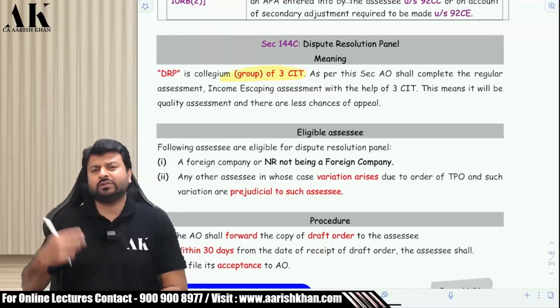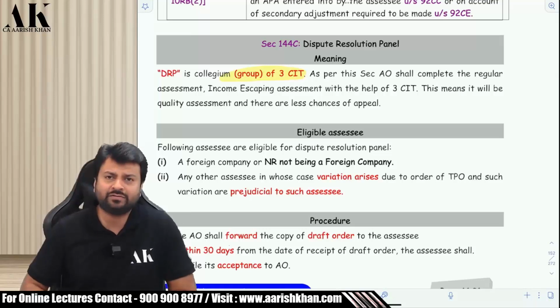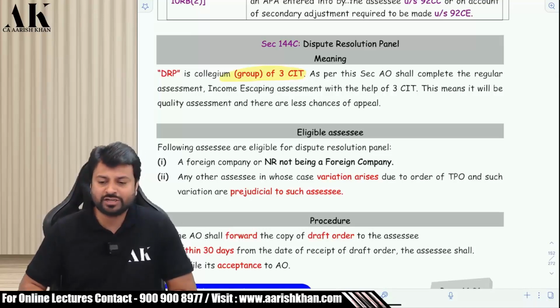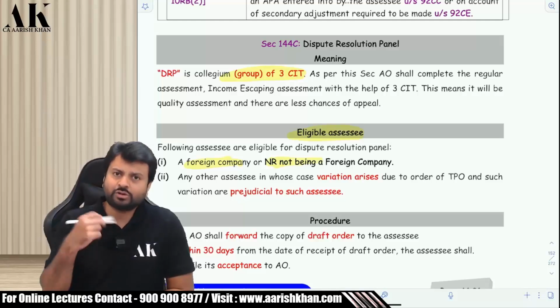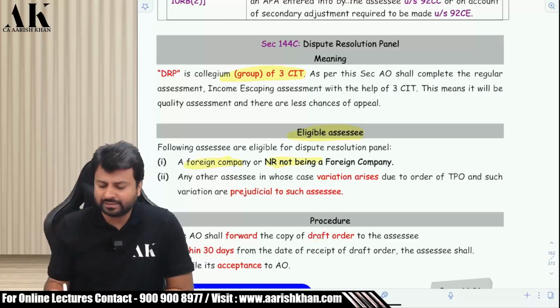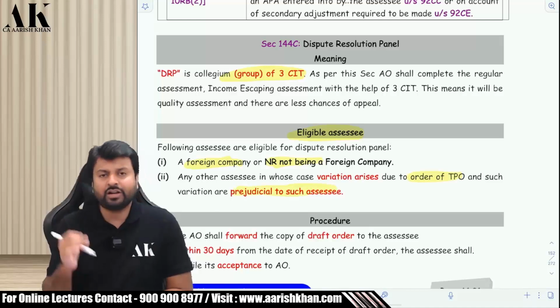Now, who are those lucky and fortunate assessees in whose case the dispute resolution panel will be applicable? It is applicable in case of an eligible assessee. Who is an eligible assessee? A foreign company is always an eligible assessee. A non-resident is also an eligible assessee. Any other assessee can also be eligible if the TPO has passed an order prejudicial to the assessee.